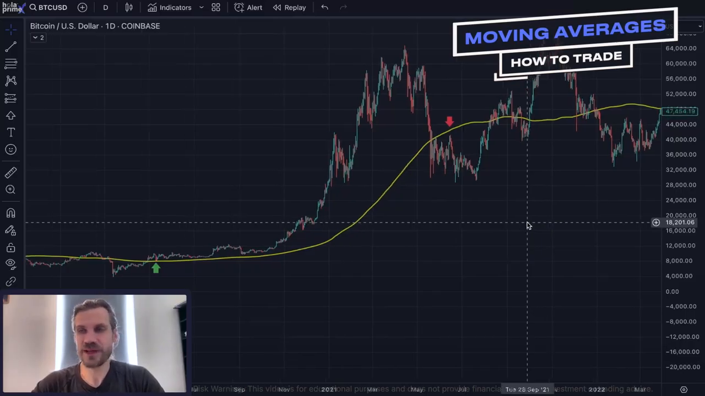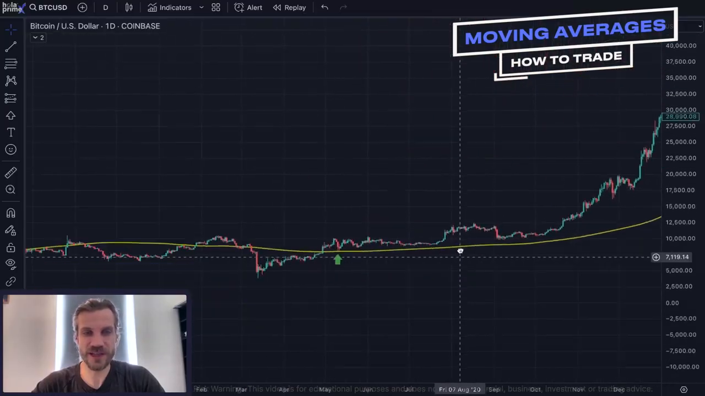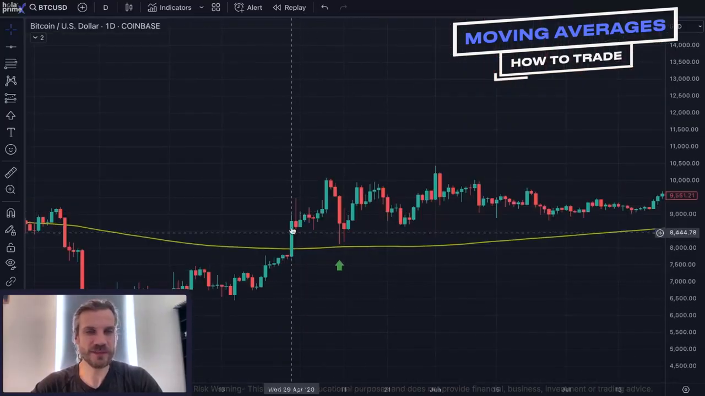In addition, they're great places to put stop losses. So if we go back to our initial entrance here, I've been waiting for the price action to break above the 200 MA.